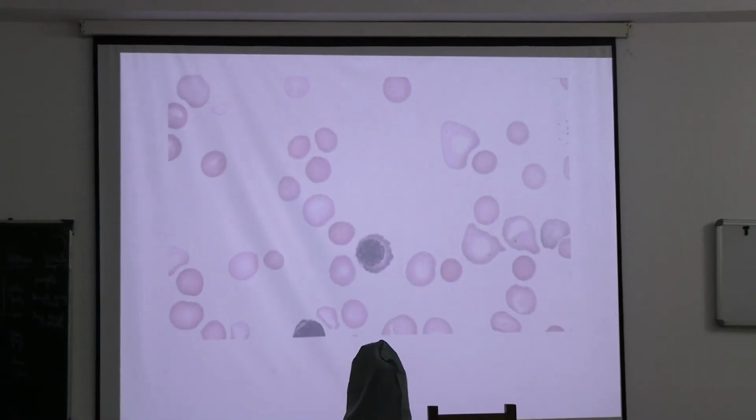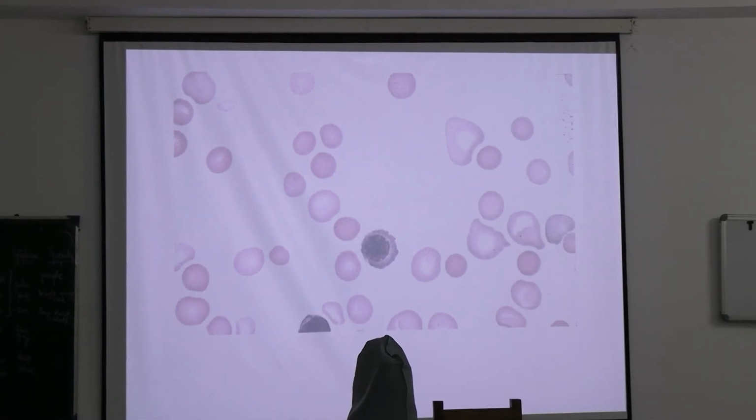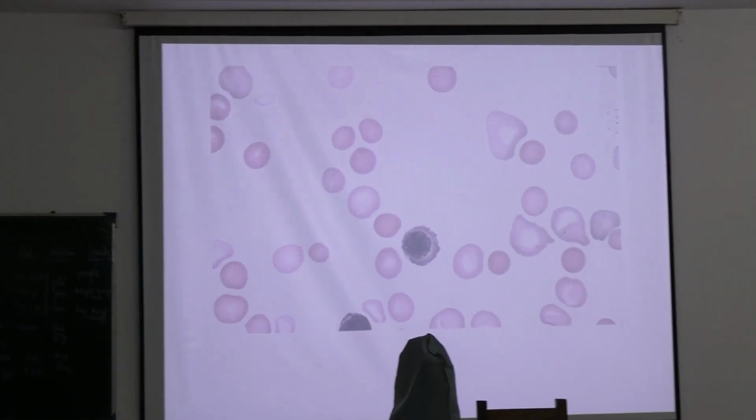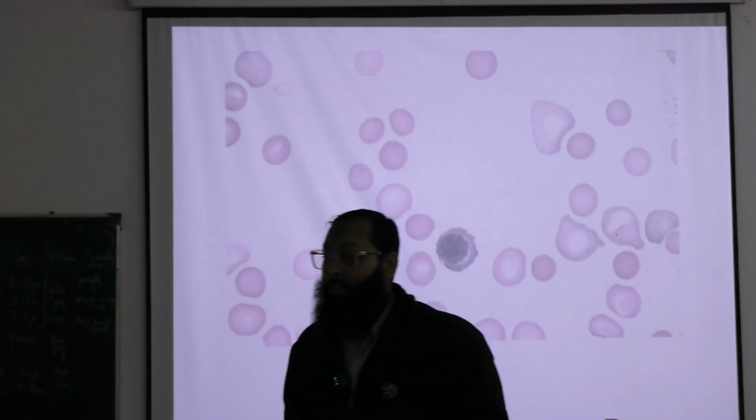Can you describe the eosinophil? So, eosinophil is round in shape. Round in shape, very good. It is almost the size of an RBC. No, 100% wrong.